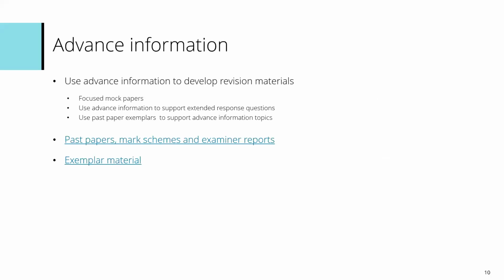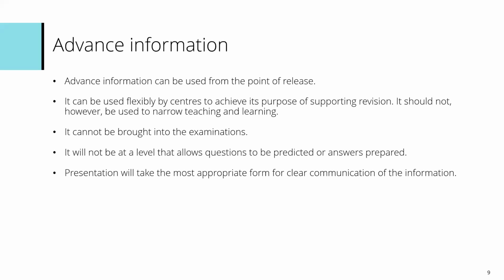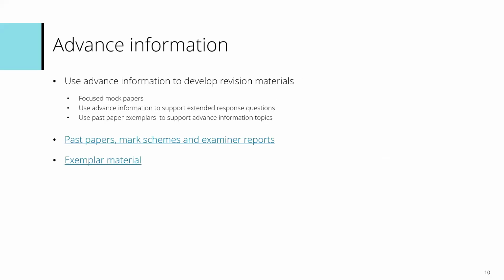The advanced information can't be brought into the exams. It will not be at a level that allows questions to be predicted or answers prepared. And the presentation of the advanced information will take the most appropriate form to communicate that information clearly as well. So advanced information can be used to develop focused mock papers. You can use advanced information to support extended response questions and use past paper exemplars to support advanced information topics. On the presentation slides here, there's links through to past paper mark schemes and examiner reports to help in that process. And there's also exemplar material on the website that you may find useful to help prepare that as well.